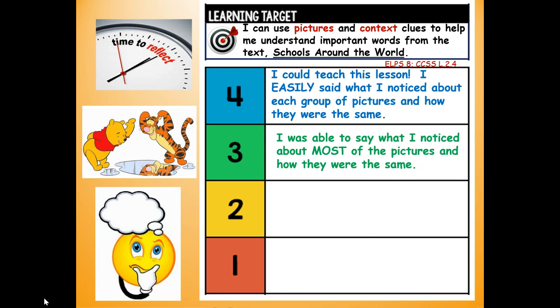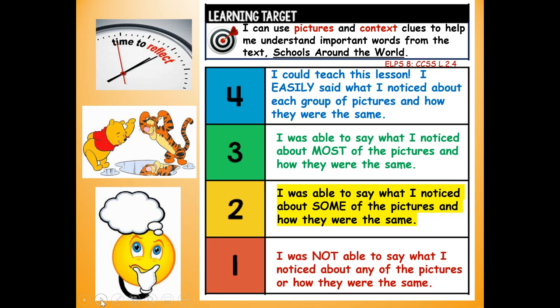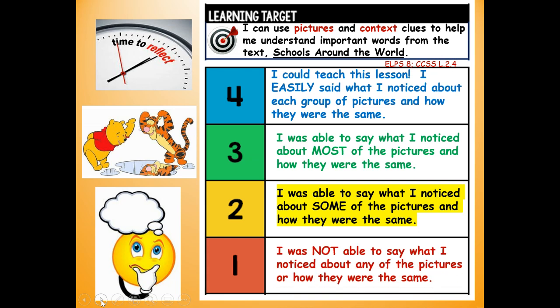Or 3, I was able to say what I noticed about most of the pictures and how they were the same. Or 2, I was able to say what I noticed about some of the pictures and how they were the same. Or 1, I was not able to say what I noticed about any of the pictures or how they were the same. How do you think you did today? Write your reflection 4, 3, 2, or 1.